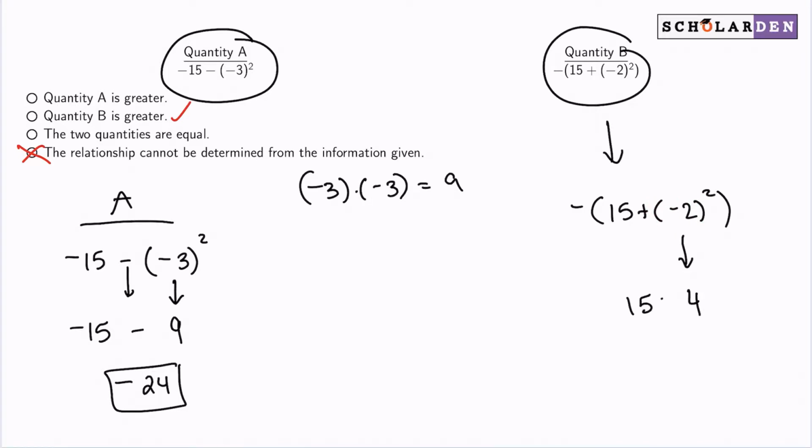So write everything else down, and then just move forward. 15 plus 4 is 19. And there's a negative in front of it, so then it'll just be negative 19. Just like that. And there we are. So with that said, we see clearly that if we have negative 19 versus negative 24, negative 19 is bigger because it is less negative. And so quantity B is greater. There's our answer.